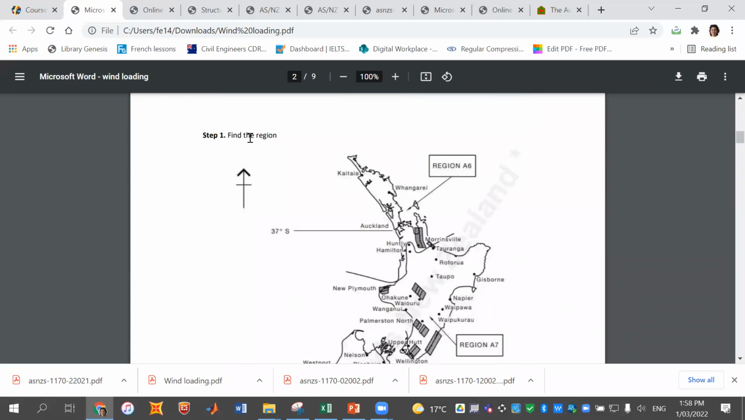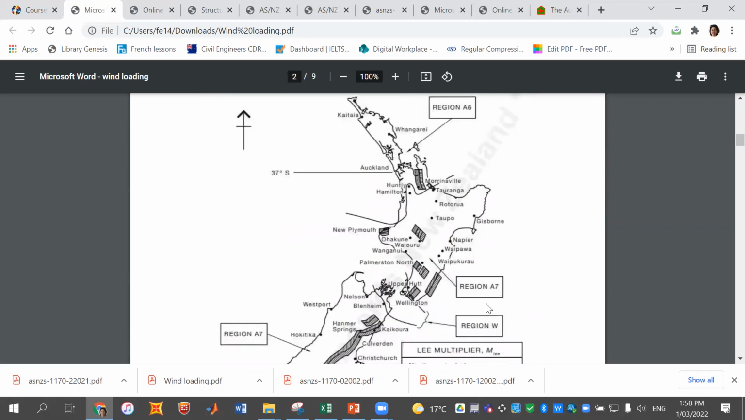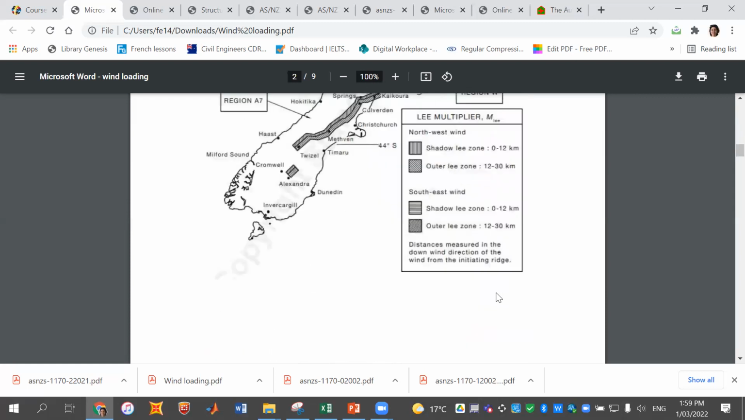So step one is to find the region that your structure or building is located in. As you can see, your project is in Hamilton, so that would be region A7. These are the boundaries between different regions. So this part of New Zealand is called region A7.